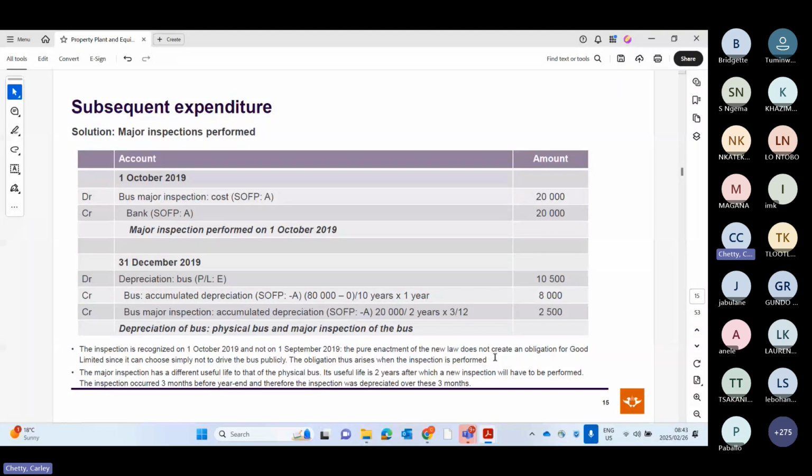So we saw that the major inspection had a useful life of 2 years and the rest of the bus had a useful life of 10 years. Yeah, so that is some extra information. So have a look at that, guys.